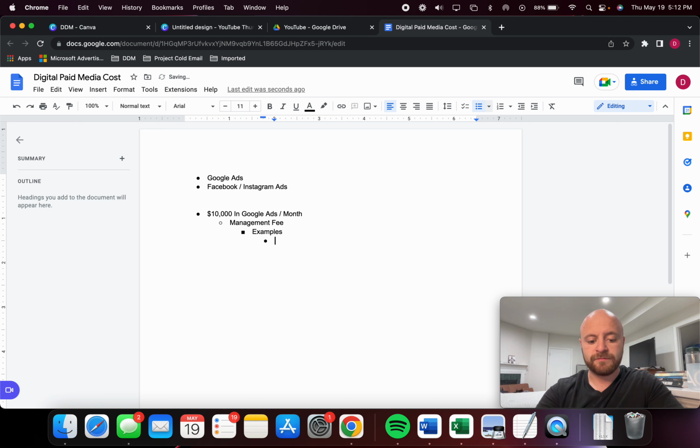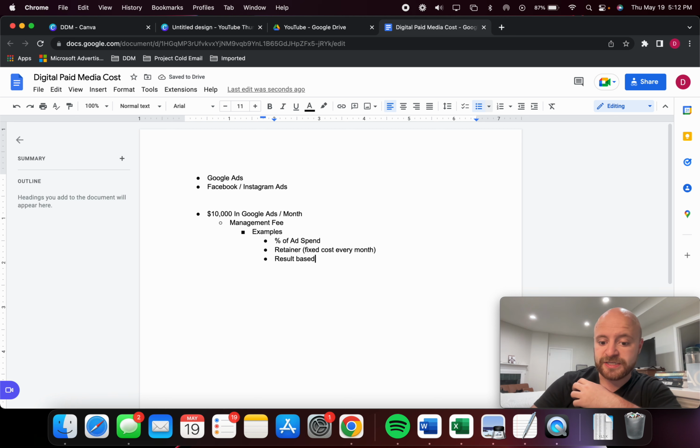Some examples would be a percent of ad spend. You can charge a retainer, which is a fixed cost every month. You can also do something result-based, which is interesting and tricky, and maybe something you get commission on instead. These are the main ones that I see: some percent of ad spend, some sort of retainer, or some result-based metric.